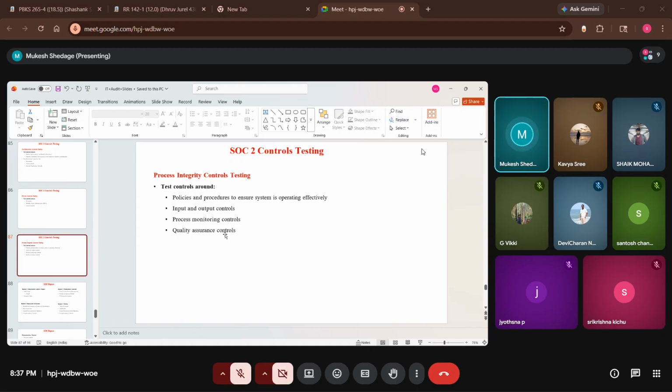Understood? Any doubt? Any doubt, guys? And the testing methodology will be the same. The work report will be the same. There is no difference in that.